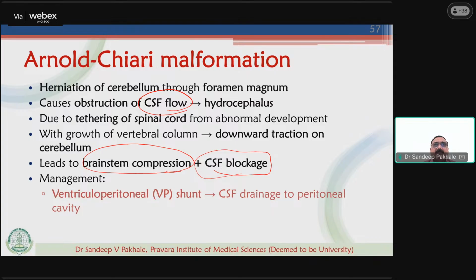Clinically, hydrocephalus is managed by placing a ventriculoperitoneal shunt, which diverts the CSF to the peritoneal cavity. So this is about the Arnold-Chiari syndrome.